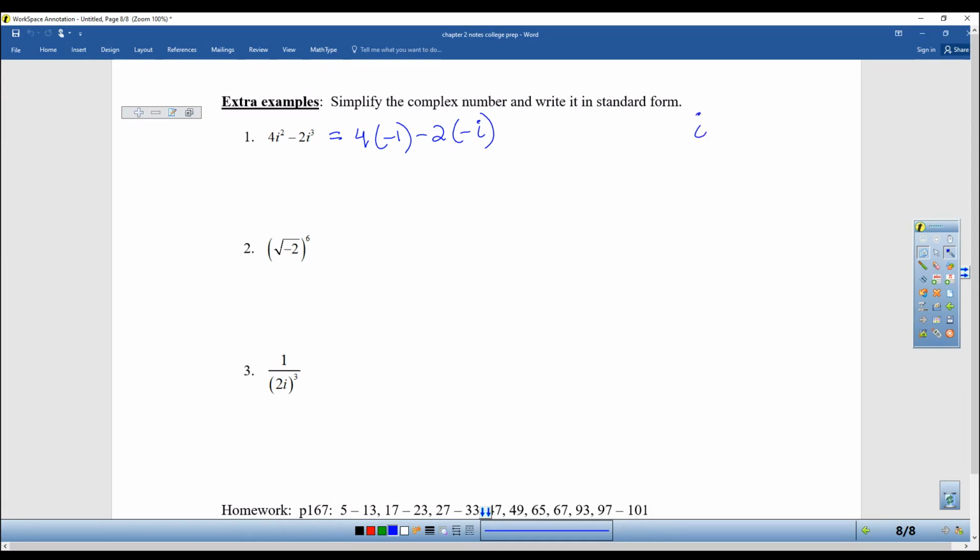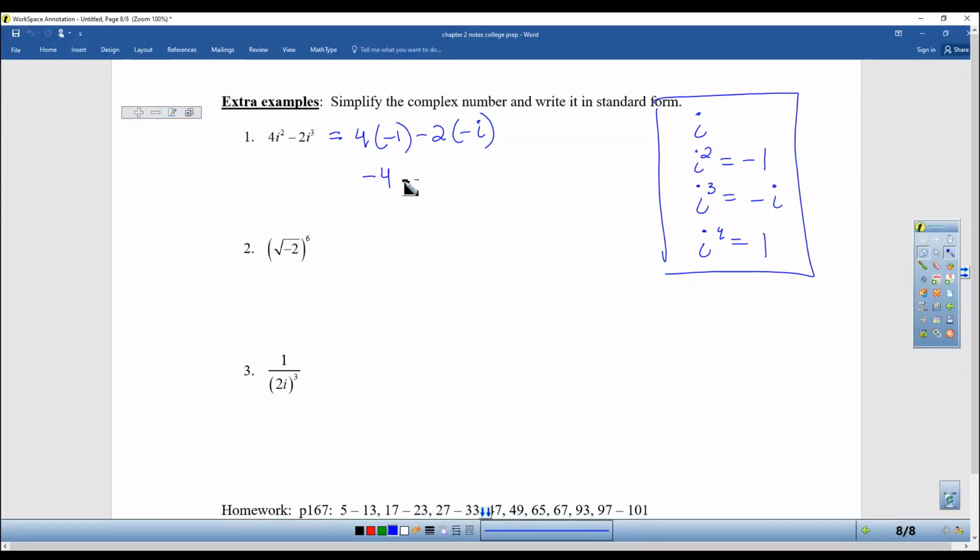i is always i. You can't simplify it. i squared always becomes negative 1. i cubed always becomes negative i. And i to the 4th always becomes 1. Make sure that's in your appendix. So this becomes negative 4 plus 2i. That's what they meant by simplify. You're not allowed to leave i squareds and i cubes.